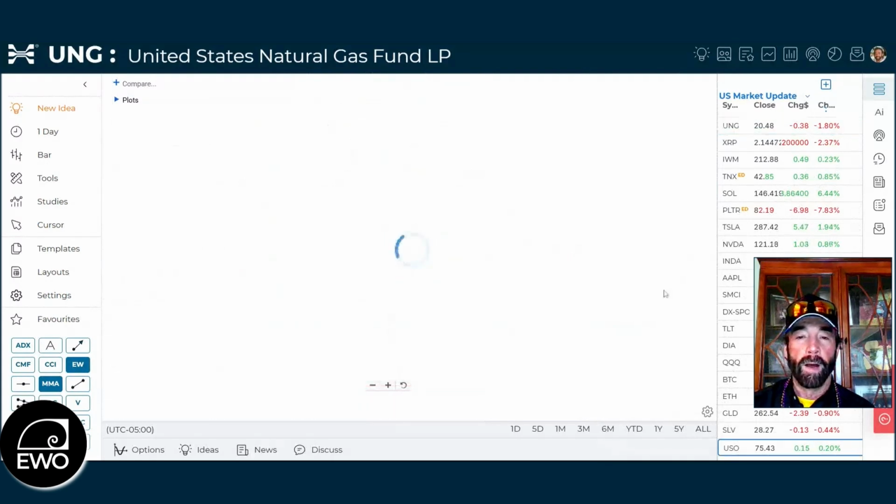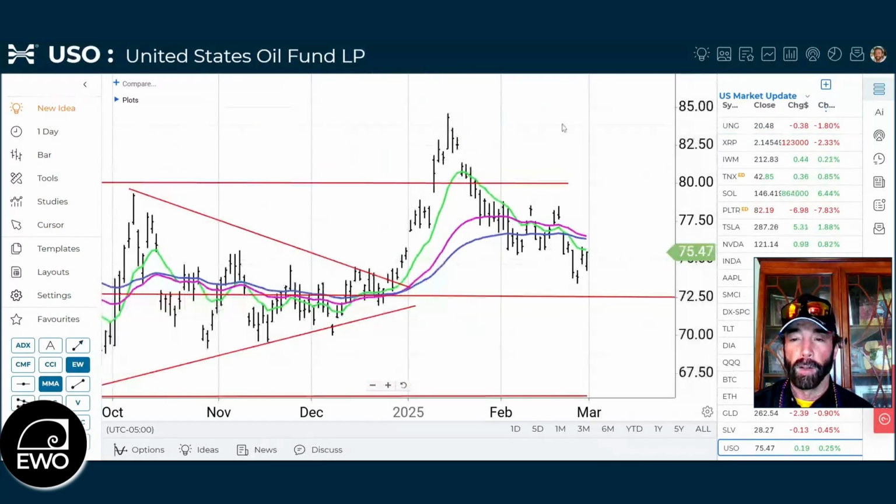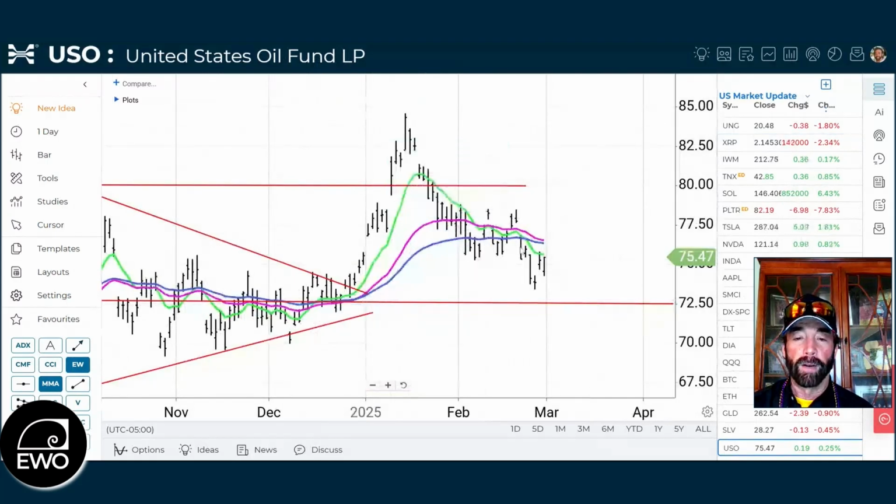Looking at oil, the USO is just performing exactly as I've been talking about in this big trading range.